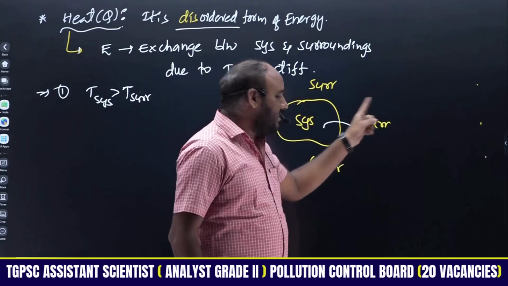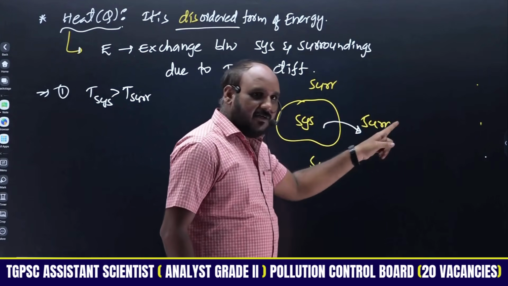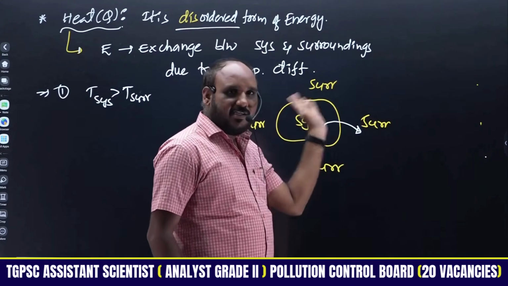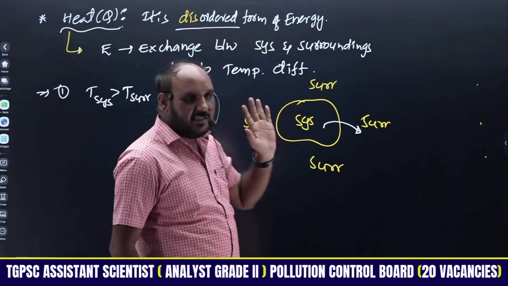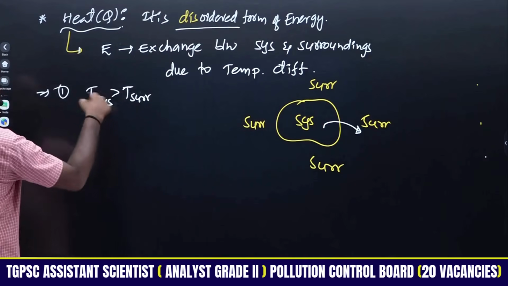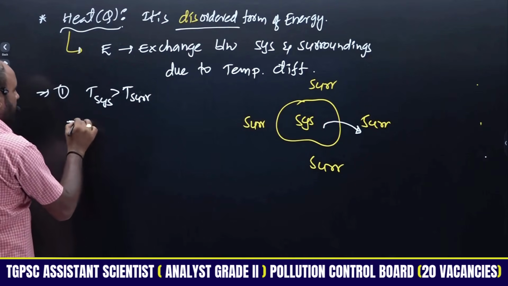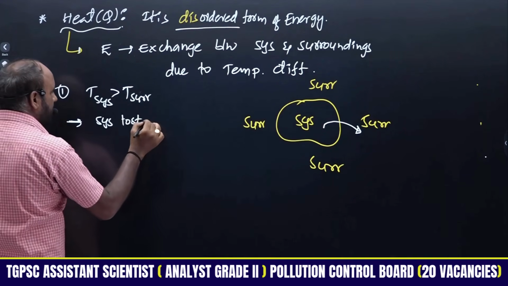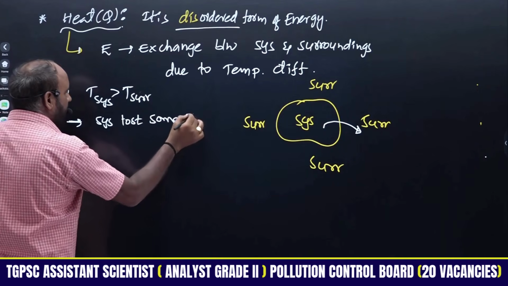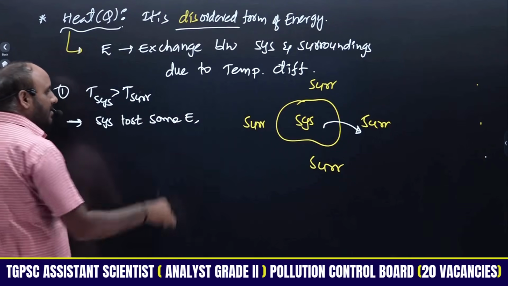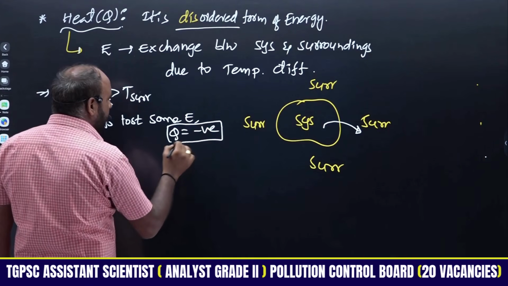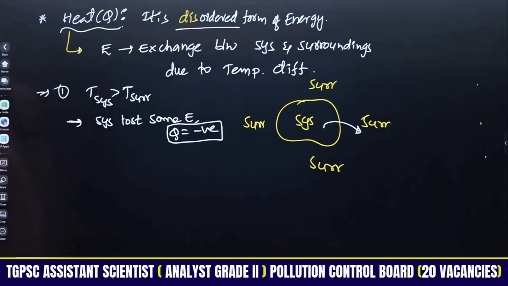So here surrounding is gaining. When surrounding is gaining, right, what about the system? System is losing. Therefore, whenever the temperature of the system will be more, the system lost some amount of energy. Whenever system lost some energy, that will be denoted with what? Negative. System will lose some amount of energy when system temperature will be more, right?